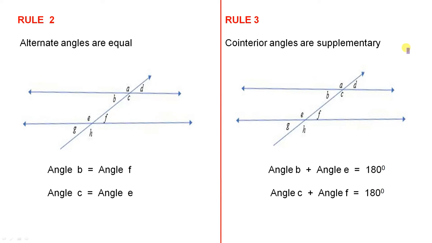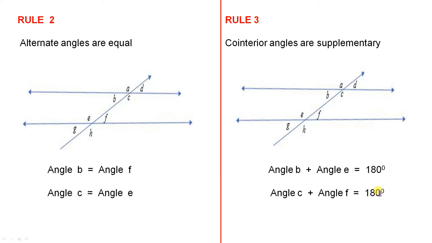And the third rule, we have cointerior angles are supplementary. What does that mean? Angle B plus angle E equals 180. We saw in a previous video that if two angles add up to 180 degrees, then they are supplementary angles. So B and E are cointerior angles. Why are they cointerior? For two reasons. They are both inside the parallel lines, but they're on the same side of the transversal. They're called cointerior angles and they're supplementary. That means they add up to 180. Hence that equation.